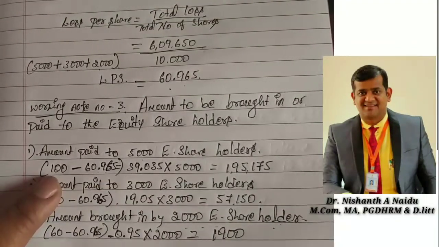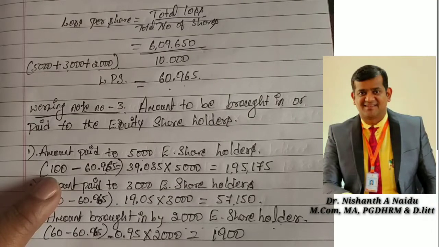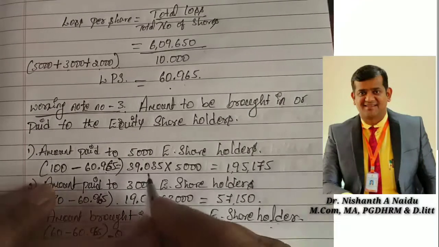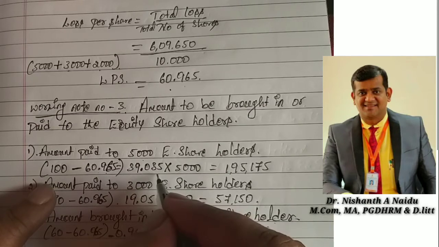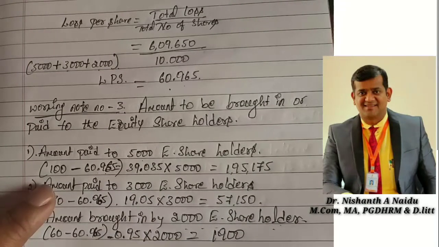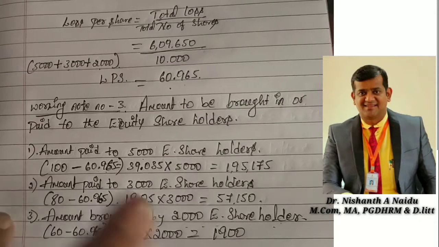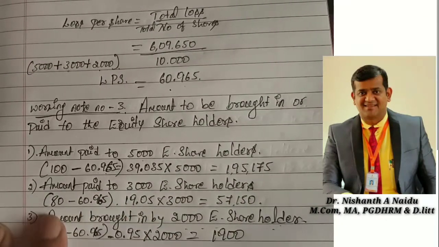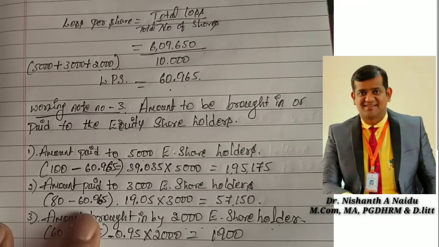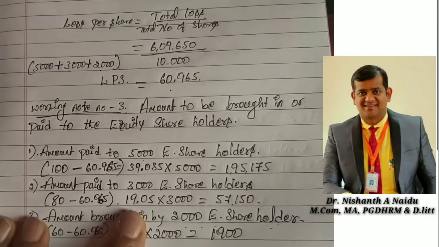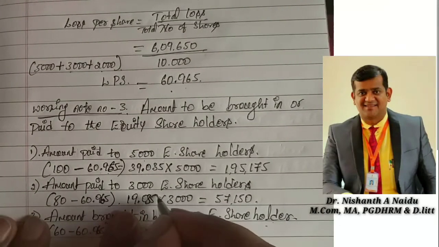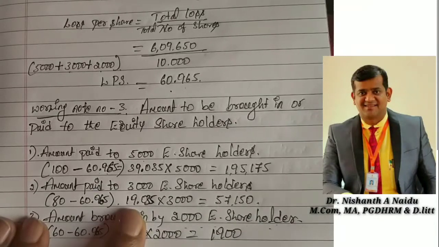So 100 minus 60.965 is 39.035. This is correct. 39.035 into 5,000, that is correct, 1,95,175. Then here 80 minus 60.965, that is 19.035. So let us make it 19.035 into 3,000.